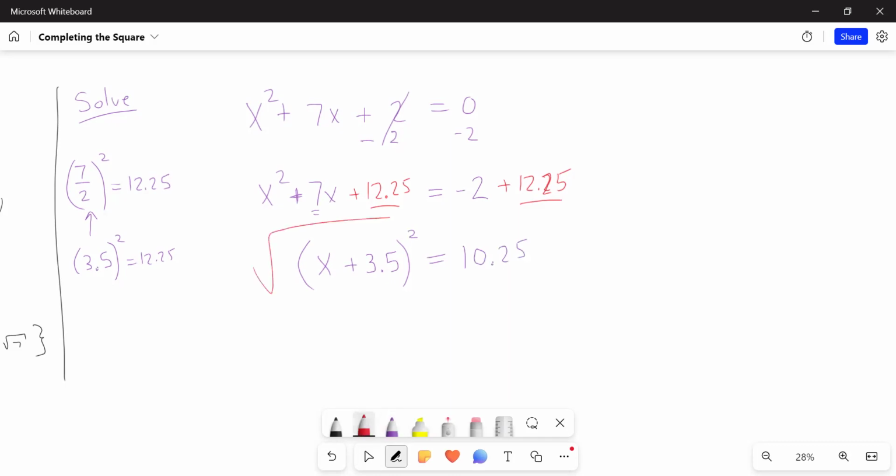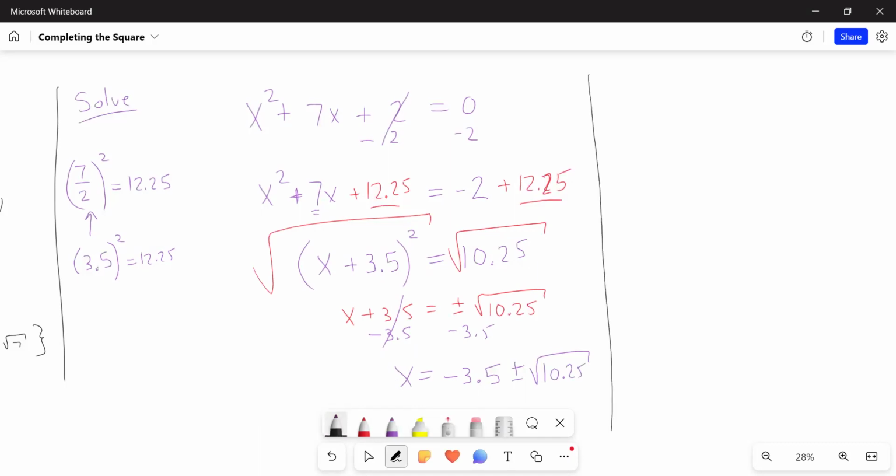I can employ the square root method. Square root to the left, square root to the right. X plus 3.5 is equal to plus or minus the square root of 10.25. That's also not a nice number, so I'll just leave it for now. Subtracting 3.5 from each side is my last step. So x is equal to negative 3.5 plus or minus the square root of 10.25.